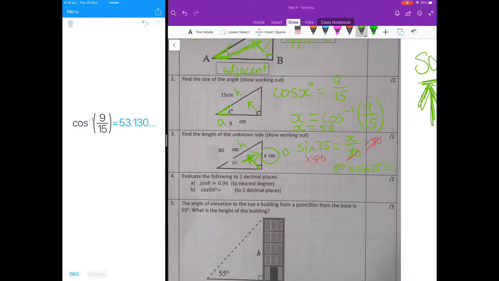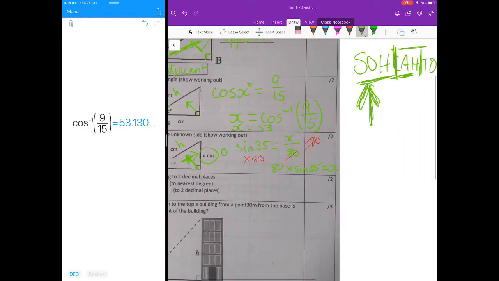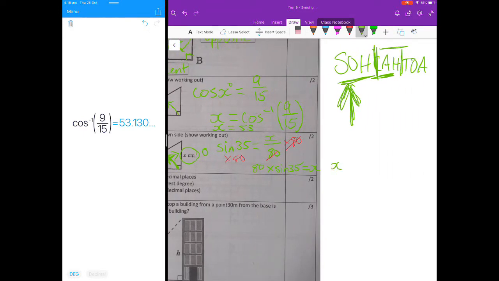This is where we put it back into the calculator, work out what x is. Gotta love a calculator. I hope you've all got one for your exam, otherwise this will be awkward.